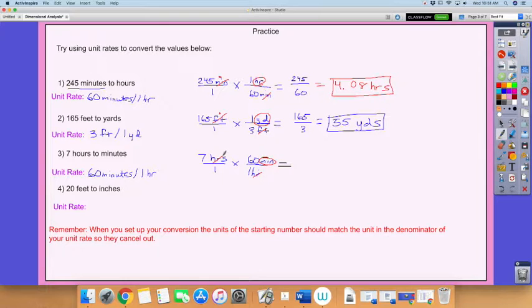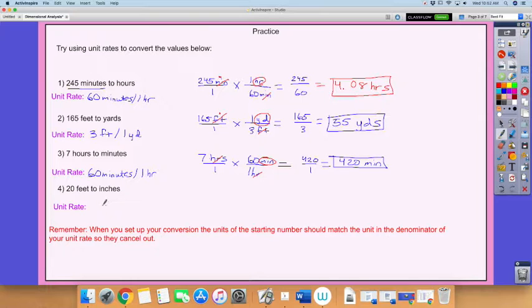And now if I multiply straight across, 7 times 60, 7 times 6 is 42. So that gives me 420. 1 times 1 is 1. So that means our final answer is 7 hours is equal to 420 minutes. So once we get this set up correctly, our unit rate, the rest of the problem is just straightforward multiplication. So let's try one more.